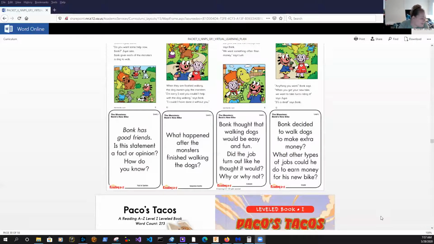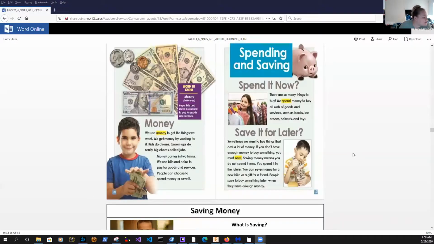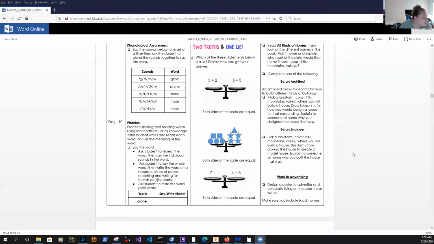So, what happened after the monsters finished walking the dogs? That's the next question you have to answer. Then it says, "Bonk thought that walking dogs would be easy and fun. Did the job turn out like he thought it would? Why or why not?" And the last question is, "Bonk decided to walk dogs to make extra money. What other types of jobs could he do to earn money for his new bike?" So after you've answered those questions at the end of the story, we're going to go back up to content for today.